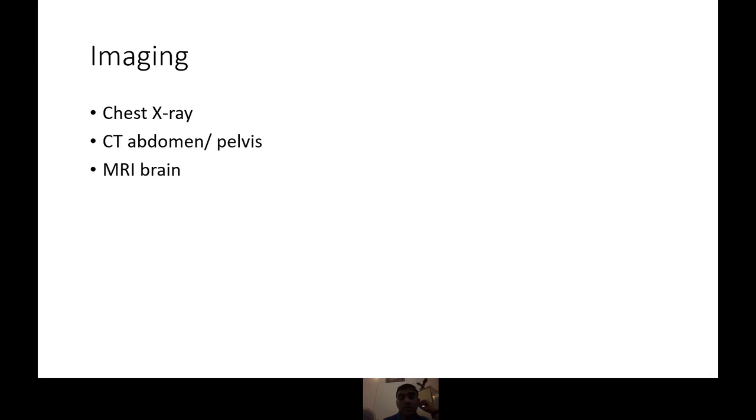And imaging is helpful, it's supportive. We saw how the X-ray changes, as well as CT abdomen findings showing abscesses, as well as MRI brain changes, but they are only supportive, so we can't really diagnose the condition, but it's only supportive.